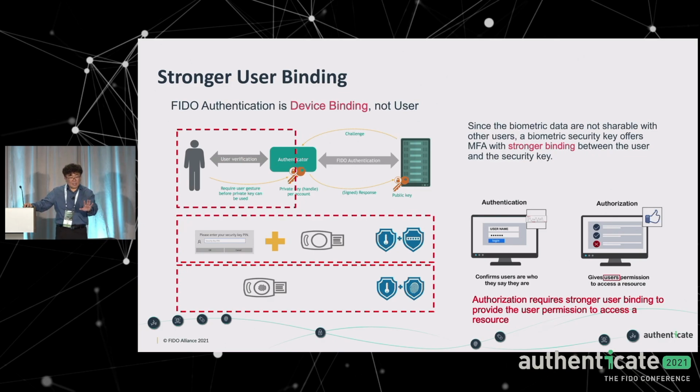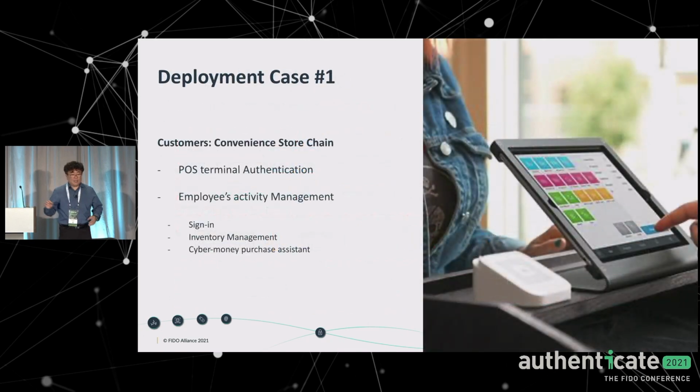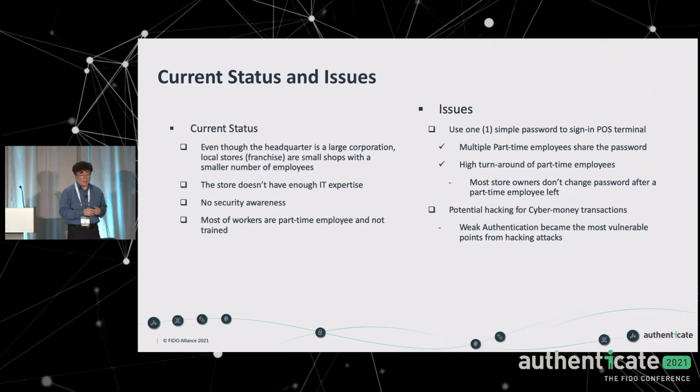Based on this fact, we have 3 different deployments going on right now. One is in a convenience store, like 7-Eleven, with point-of-sale terminal authentication. The POS terminal is shared by multiple employees. Even though the headquarters of 7-Eleven or other convenience stores is a large corporation, each local store, even including franchises, is a mom-and-pop small shop with a small number of employees.